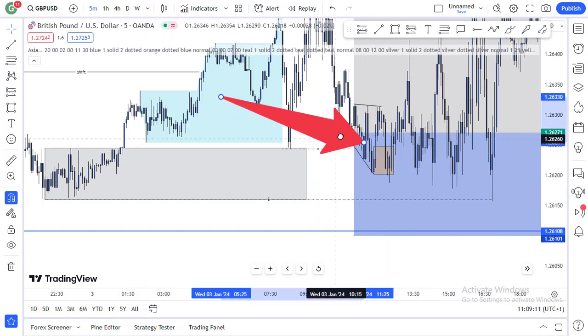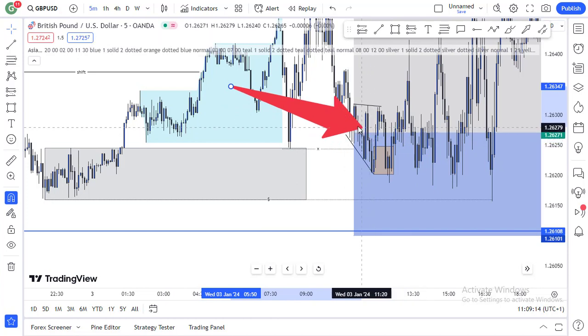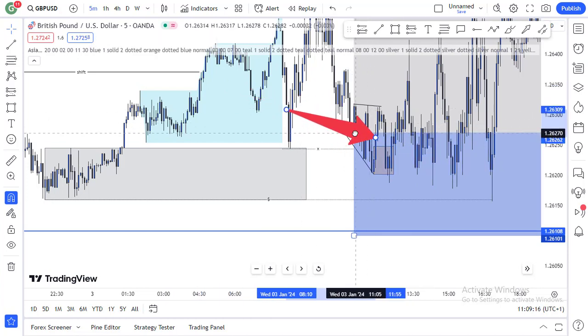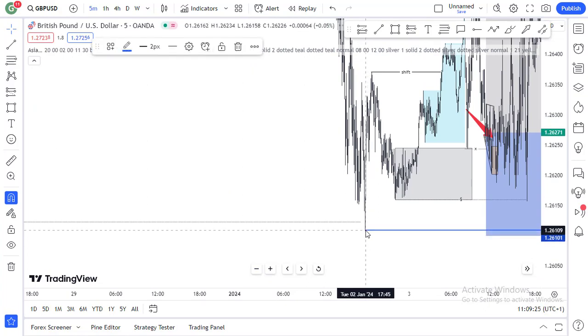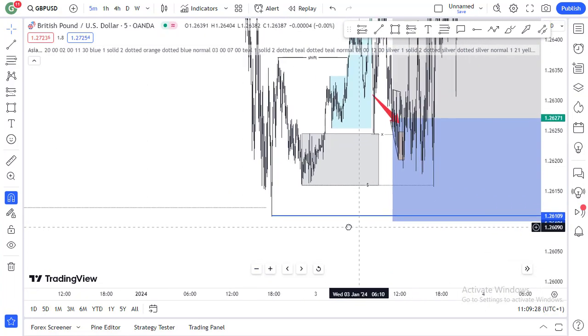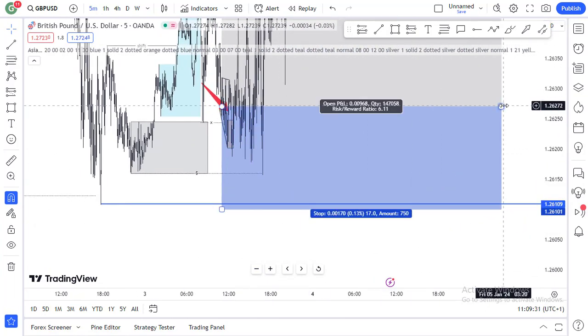So I placed my buy stop entry above this blue candle like so. This blue candle right there where my arrow is pointing at was where I placed my entry above, and then protected my stop loss below the 4-hour zone. This is the 4-hour zone right here. Protected my stop loss below this, and this was a very beautiful 6% trade.